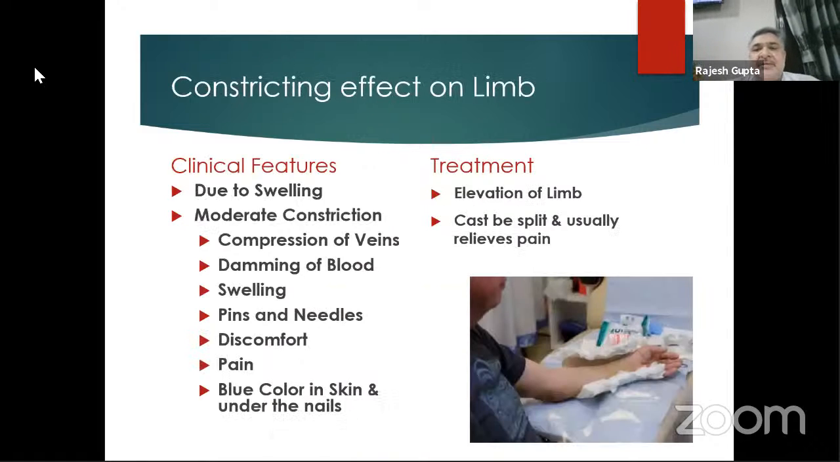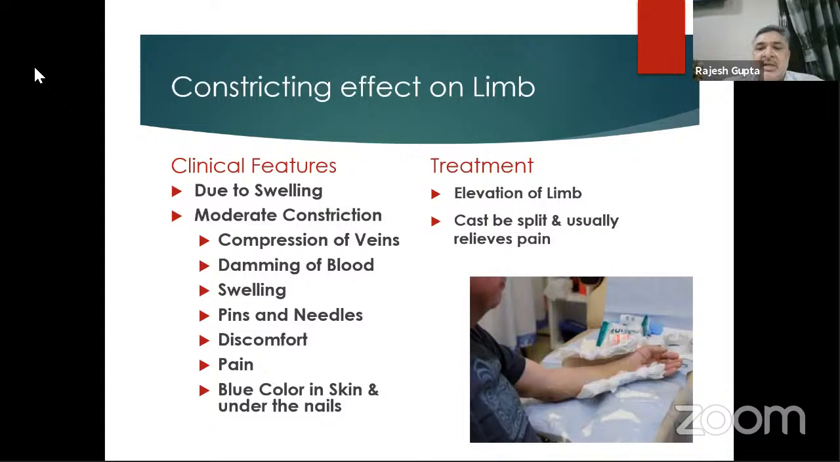Now, constricting effect on the limb. Whenever there is an injury or a fracture, there is going to be some swelling. When we apply a plaster cast, this is very well tolerated by the patients. But if the swelling is more and there is a moderate constriction, there is going to be compression of the veins, damming of the blood, swelling, pins and needles, discomfort, pain, blue color in the skin and under the nails. All these are signs of Volkmann's ischemia, impending Volkmann's ischemia.